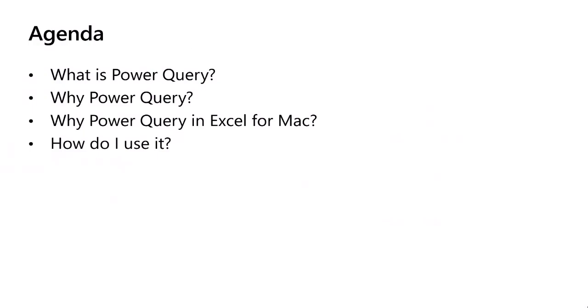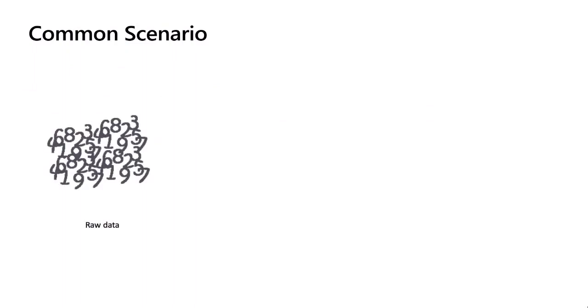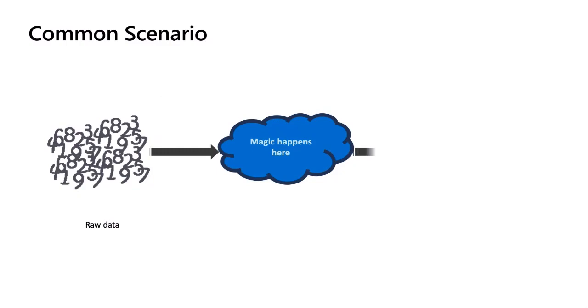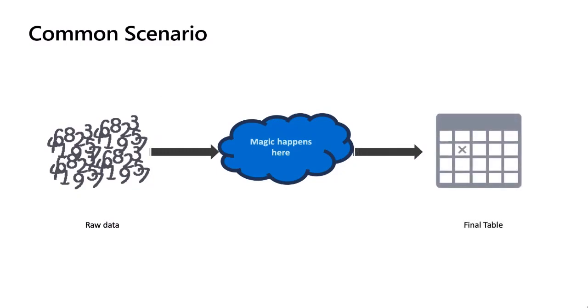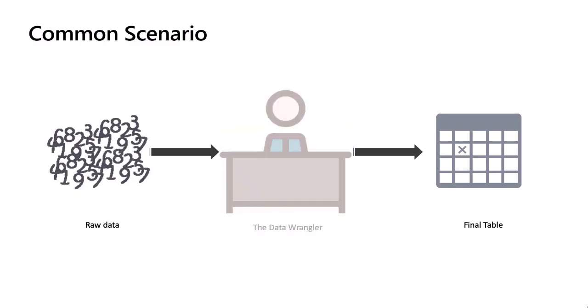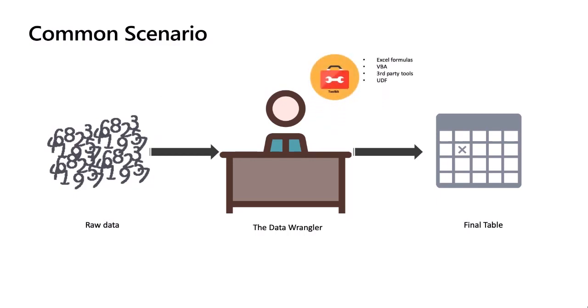So I'm going to start with this common scenario, and this is all about something called data wrangling. For most Excel users that work with data, we work with data that is in a really raw shape. And the whole idea is that we take that data and we do some magic. Something magic happens here, and it gets transformed into this final table, this clean looking table that we need for analysis. The reality is that it's not really magic what happens in the middle. It's just you, doing amazing work with the tools that you have. And your toolkit is usually just Excel formulas, VBA, third-party tools, or even creating your own user-defined functions.